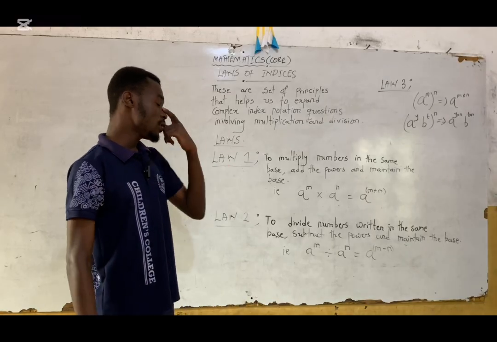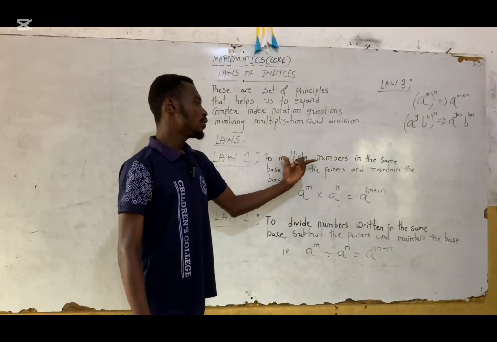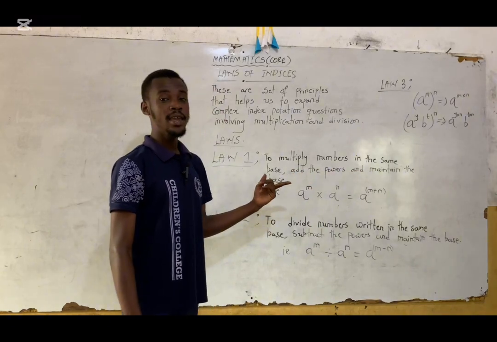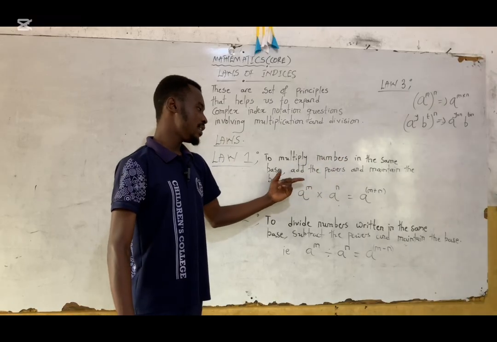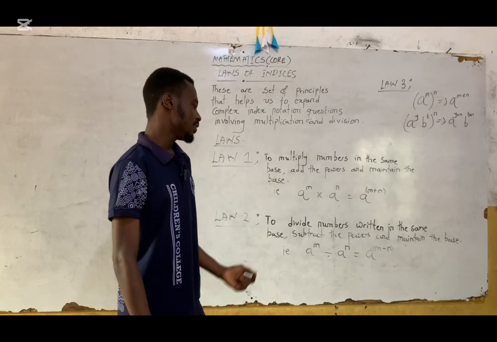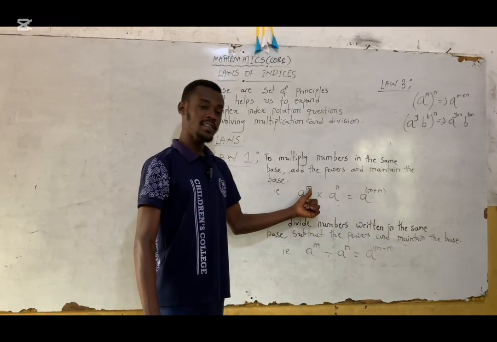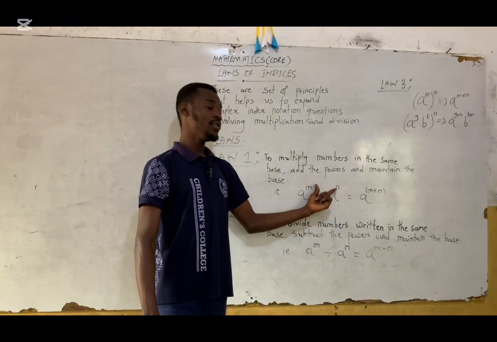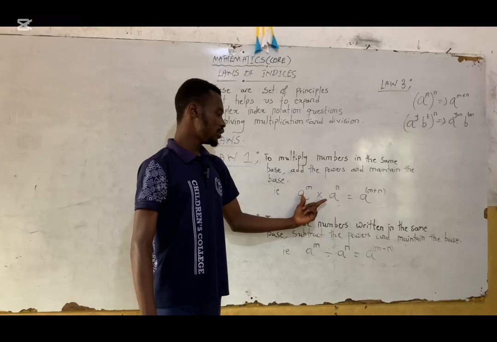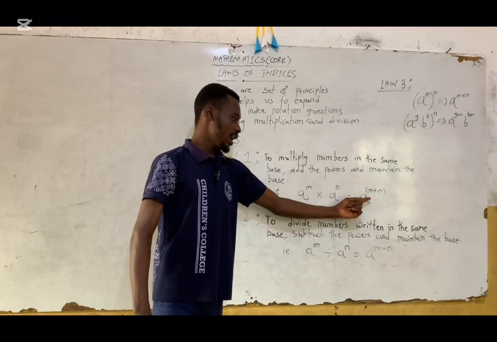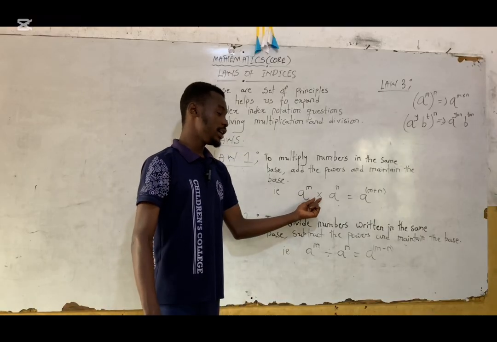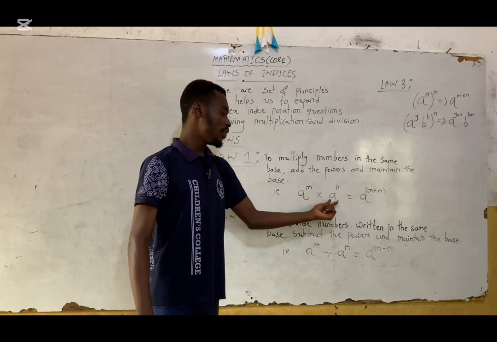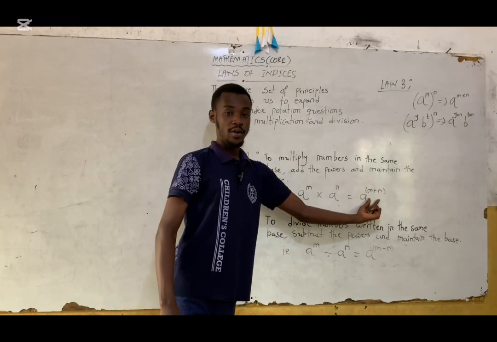Alright, so let's look at law 1. The first law says: to multiply numbers in the same base, add the powers and maintain the base. That is, when you have a exponent m times a exponent n, you realize that they have the same base but different exponents. What you do is you maintain the base and then you add the powers. It works only for multiplication of numbers in their index forms with the same base.